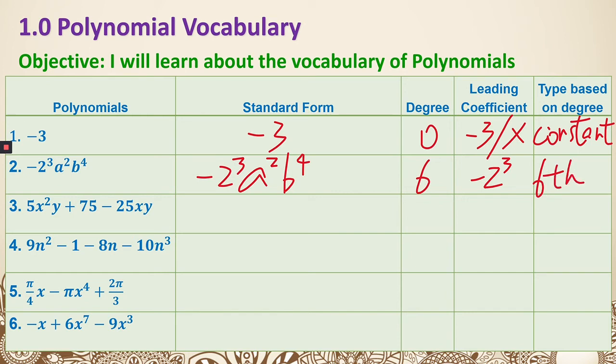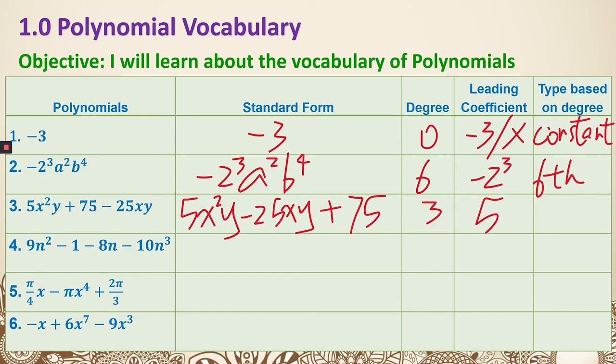Number 3, standard form, x squared y, that gives you 3 as the degree. So that is going to be in the front. And then we have this -25xy next, because the degree is 2. We have 75 on the end. As for the degree, it's a 3. Leading coefficient is 5. Type based on degree, since the degree is 3, we can call it cubic, even though it's different variables.